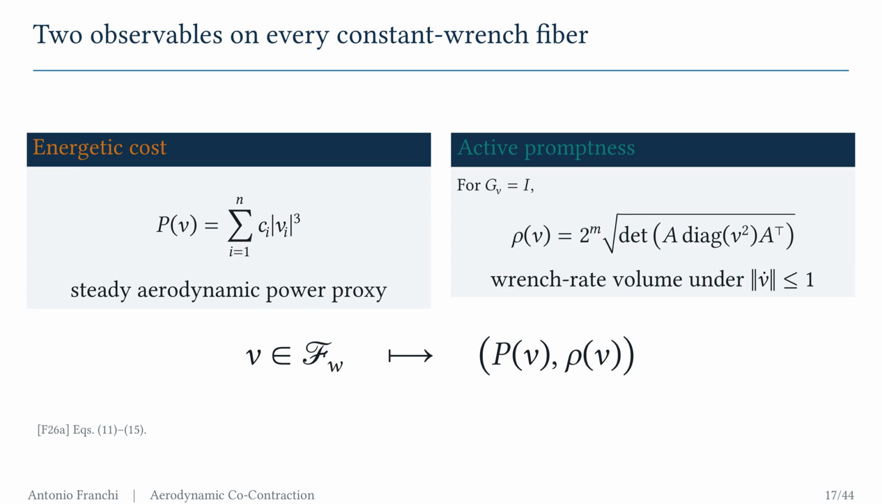On every constant wrench fiber, we now attach two observables. The power proxy P is the sum of coefficients times the cubes of the rotor speed magnitudes. With the Euclidean actuator rate metric, promptness ρ is the determinant-based task rate volume shown on the right. Thus, one internal state v on the same wrench fiber maps to one pair, P of v and ρ of v. Allocation at fixed wrench therefore selects both energetic cost and active authority.